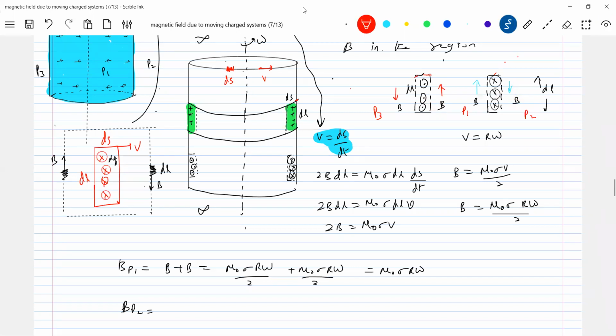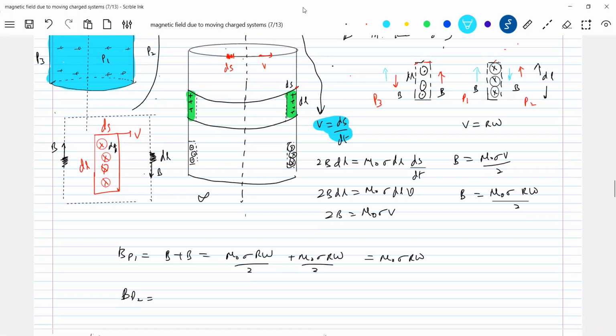Okay, no, I think now you are in a better position. I'll put it. I think the problem is over now. So what is the field strength at point P2? It will be 0.